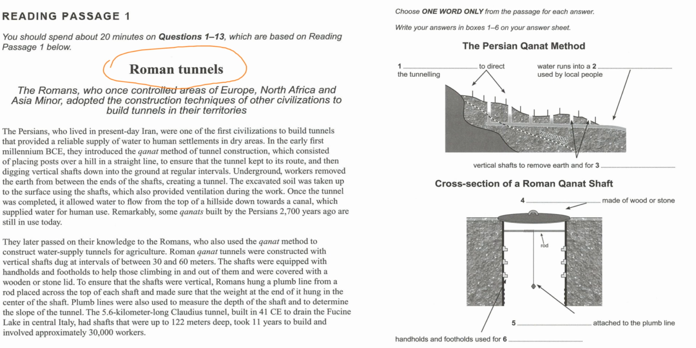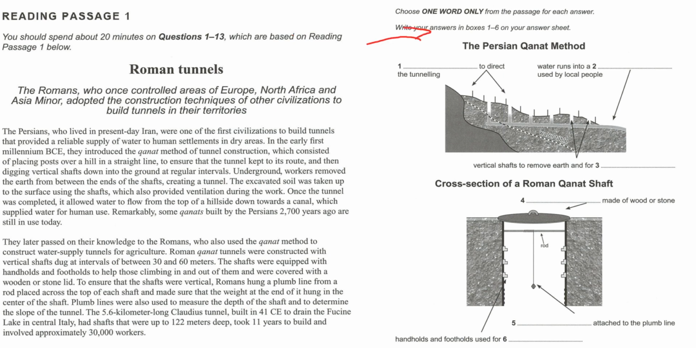The first thing to do, as usual, as we said before, we read the title. If there is a subheading or subtitle, I just read it and then I immediately go to the questions. Do not waste time reading the text. So the title says Roman tunnels. The Romans, who once controlled areas of Europe, North Africa and Asia Minor, adopted the construction techniques of other civilizations to build tunnels in their territories. Okay, so what we have here, as you can see, I got a general idea.